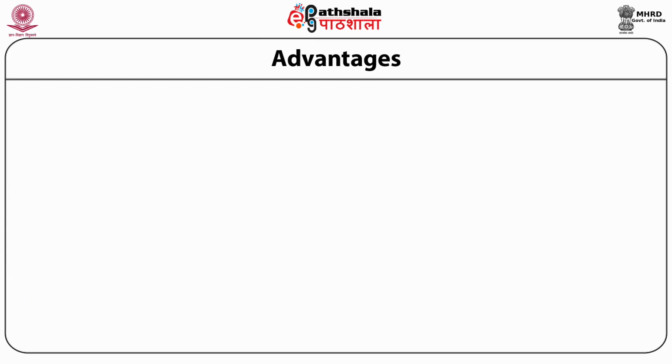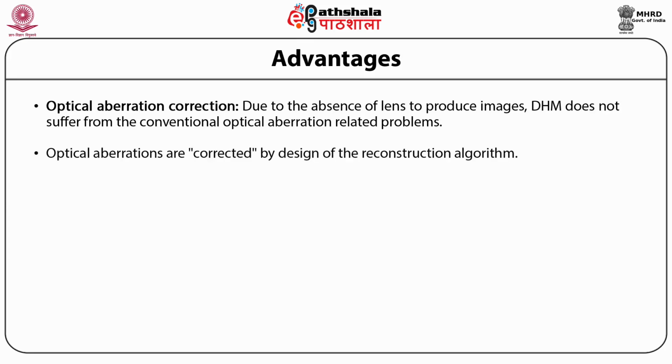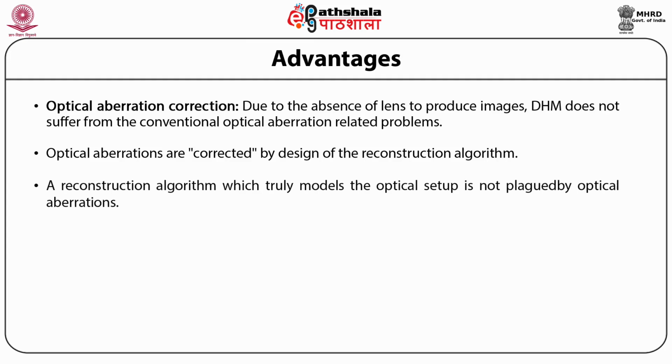Another advantage is the optical aberration correction. Due to the absence of a lens to produce images, DHM does not suffer from the conventional optical aberration related problems. Optical aberrations are corrected by the design of the reconstruction algorithm. A reconstruction algorithm which truly models the optical setup is not plagued by optical aberrations.